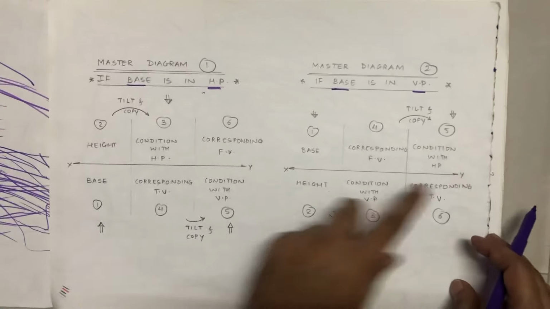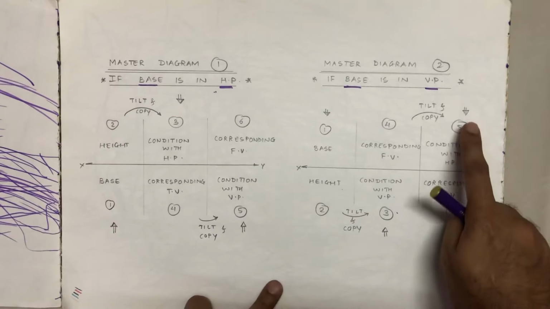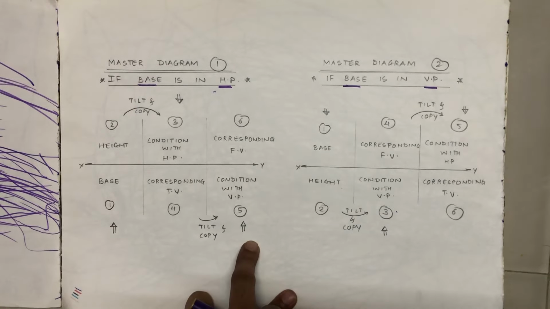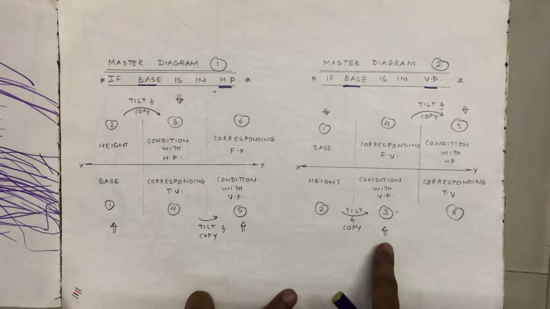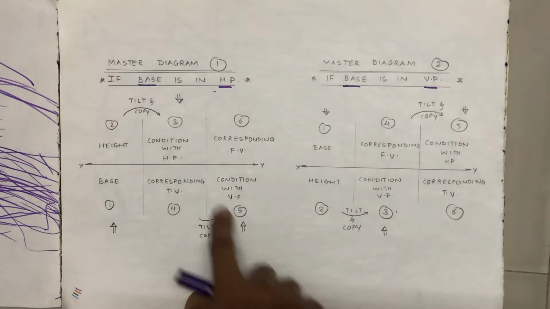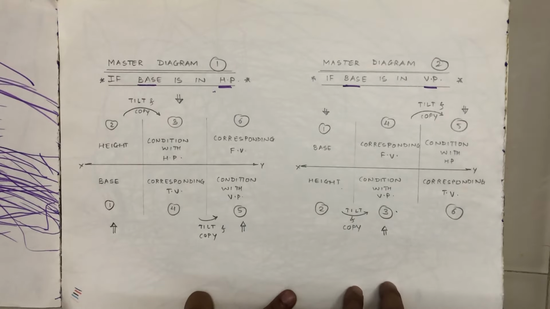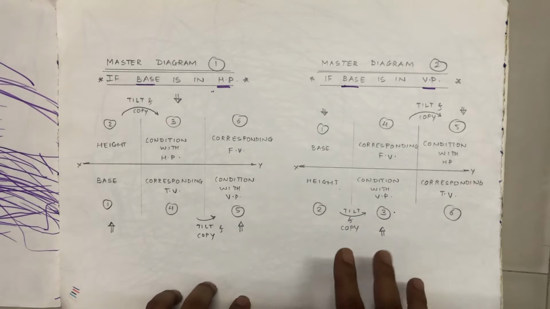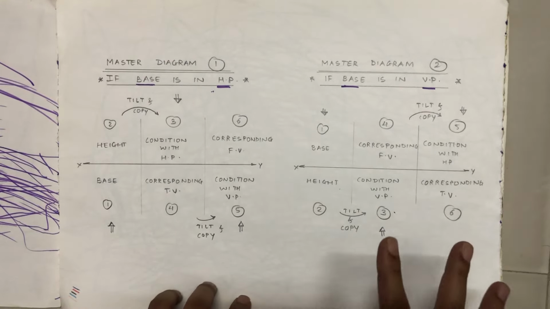A small thing, the arrows denote the direction of the observer. The arrows denote the direction of the observer. This is all we have for our first lecture on projection of solids.